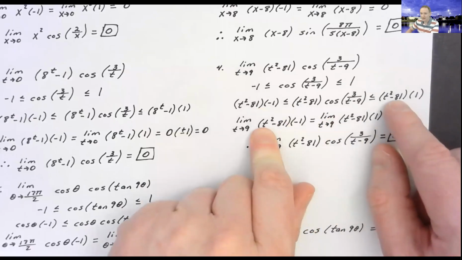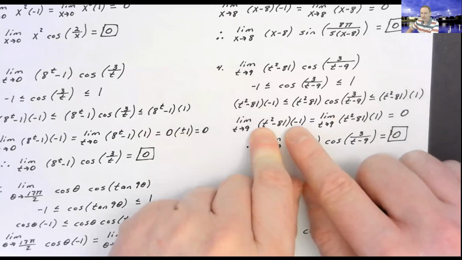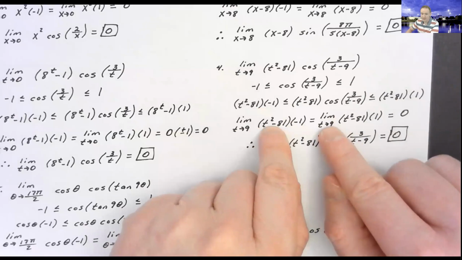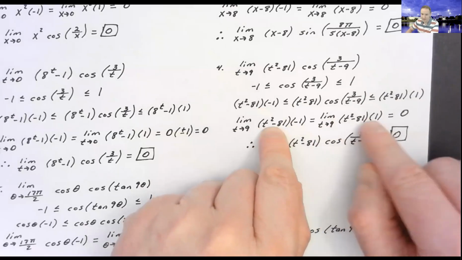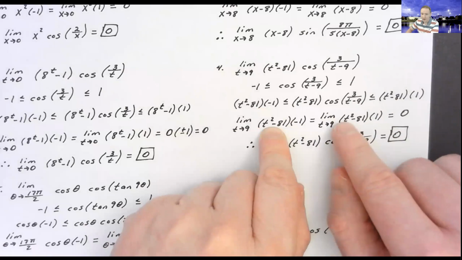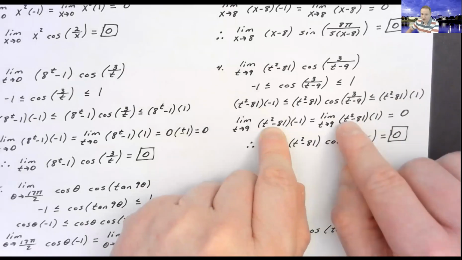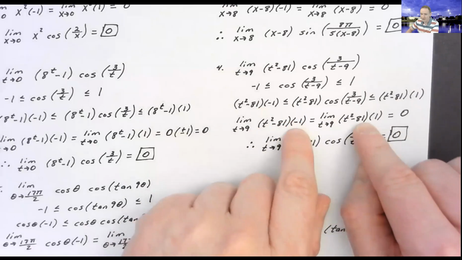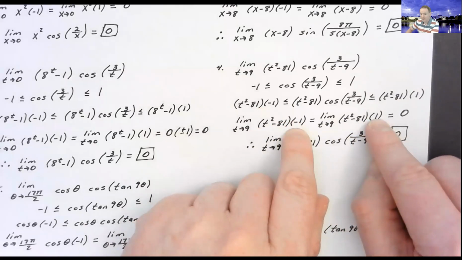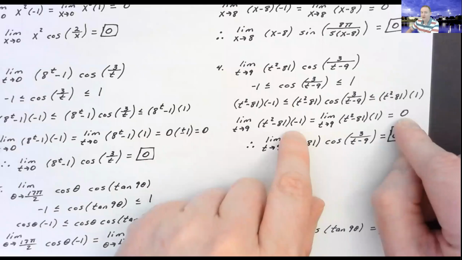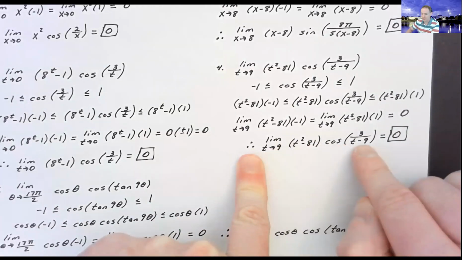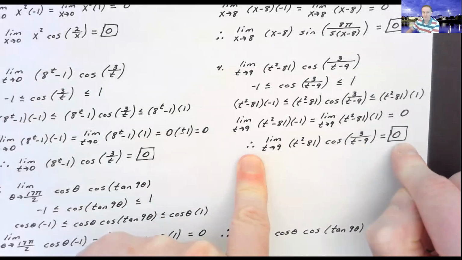T squared minus 81 times -1. The limit as t approaches 9 of that is going to equal the limit as t approaches 9 of t squared minus 81 times 1. If I plug the 9 into this quadratic portion, it's 81 minus 81. So you have 0 times either -1 or 1, which in either case is 0. Therefore, the limit as t approaches 9 of our original expression is also 0.